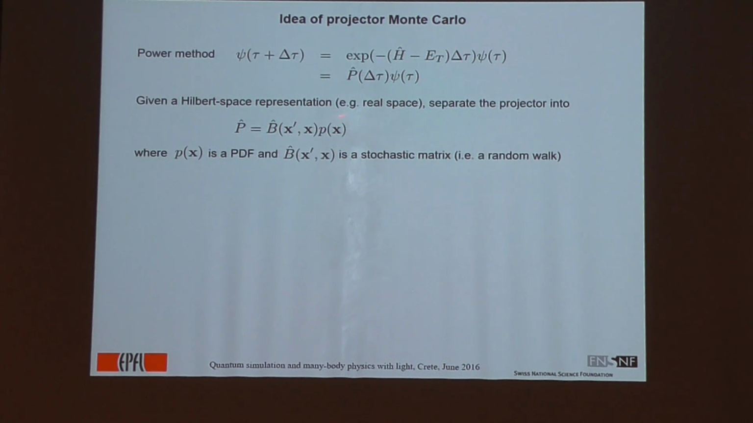So this is what it needs for this product to be equal to P. And ideally, you would like this to be also positive. Unfortunately, this is not always the case. This is a precursor of the sign problem in Monte Carlo.